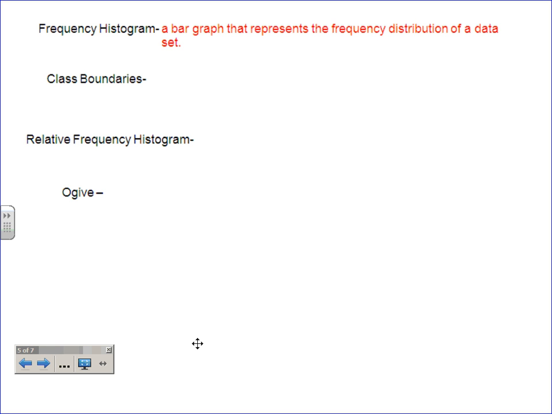It will be a bar graph. That would be something you might want to highlight there. That represents the frequency distribution of a data set. And we just did that. We did that whole table. Unfortunately, I erased it, obviously, but you should have it in your notes.